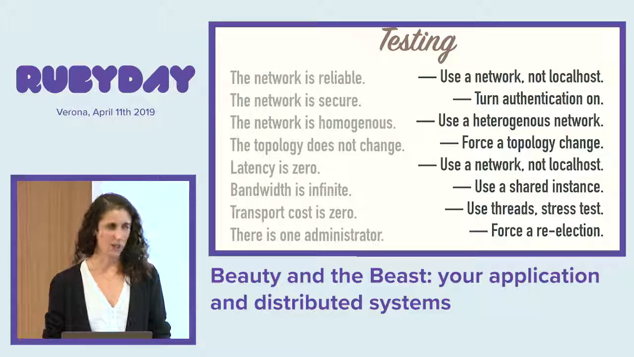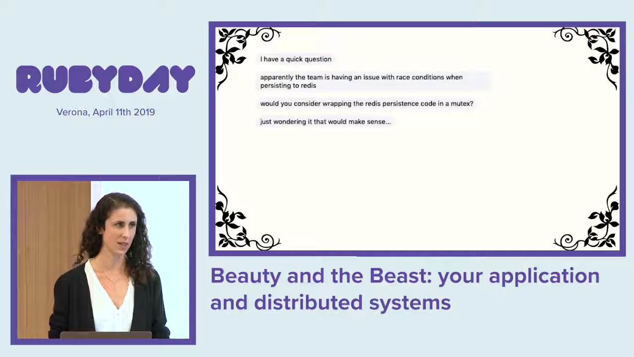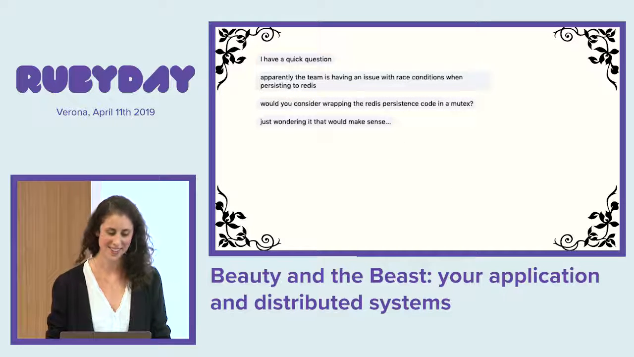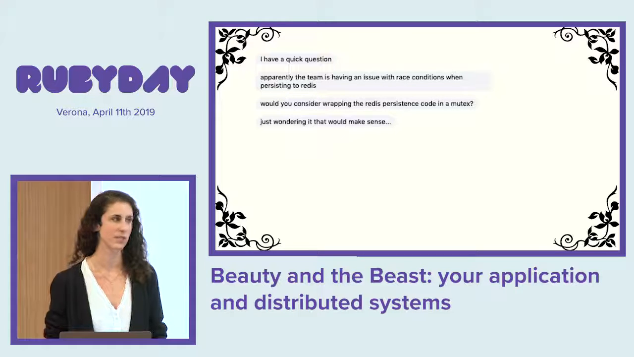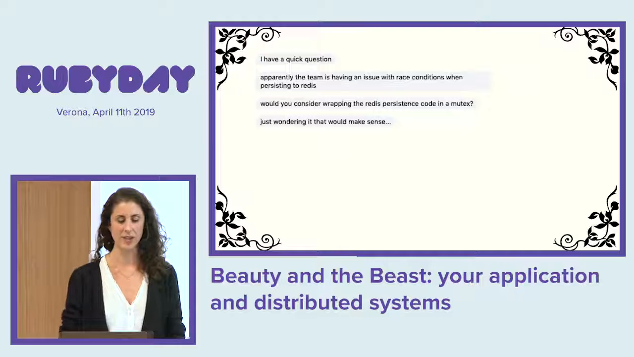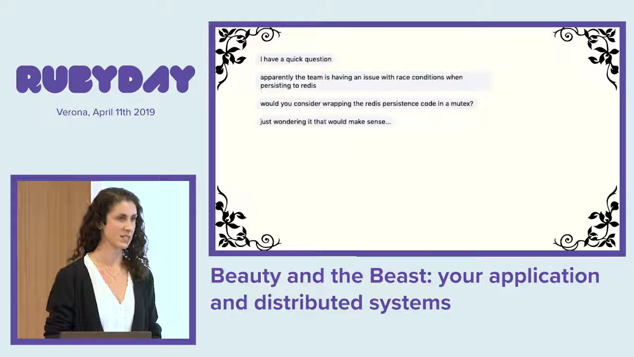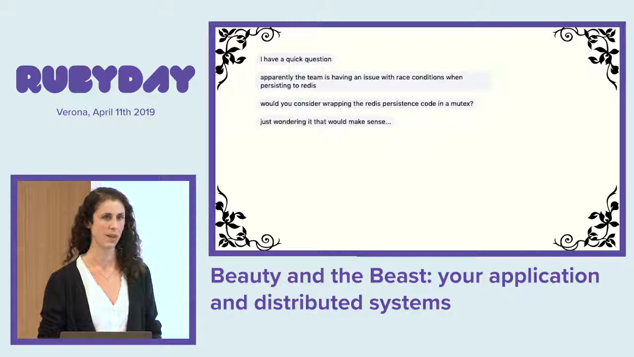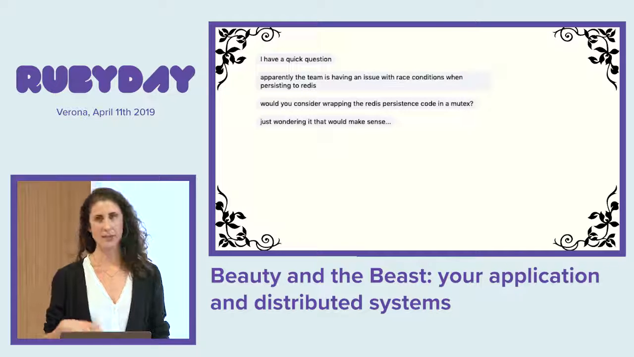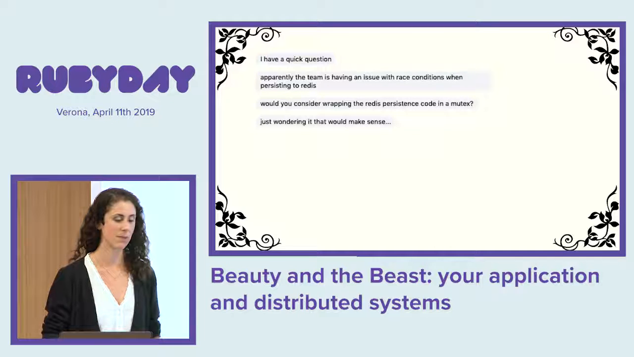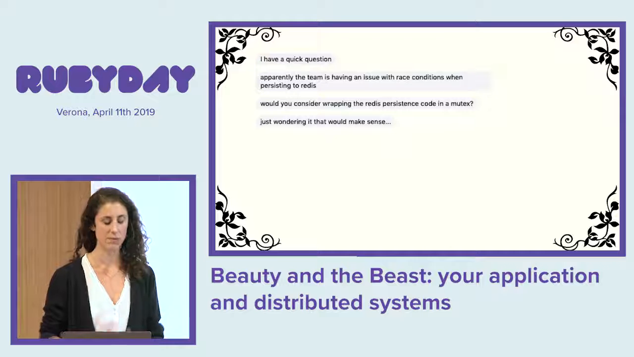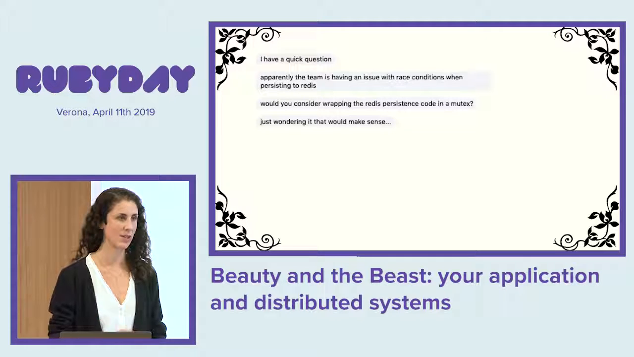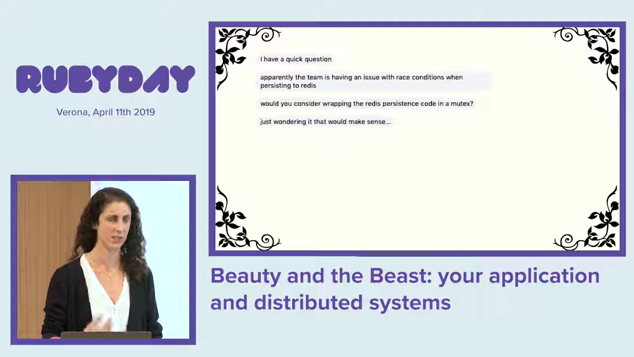So Bear is feeling a little overwhelmed by now, but he's really happy with a lot of the new knowledge that he has. And he actually texted me this morning, and said that his team is having some issues with persisting to Redis. He thinks that there's a race condition. And he asked me if I would consider putting the Redis persistence code in a mutex, and was wondering if that would make sense. I know a lot of this information was pretty overwhelming, but I can tell that now he's thinking more about what's going on in his distributed system.